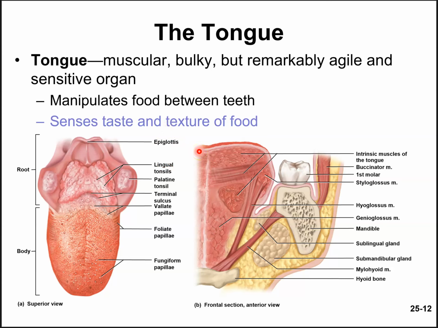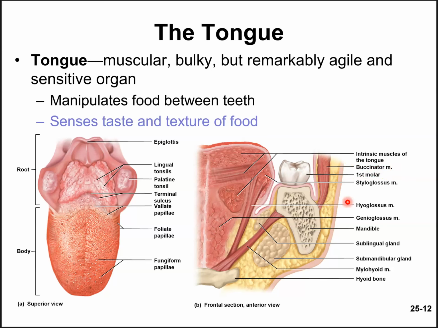Now, this is a frontal section of the anterior view. The hyoid bone is the bone that you see moving in the front when you gulp food. So this bone is not directly attached to any other bone. You see the submandibular gland over here, the sublingual gland, and you see the buccinator muscle that helps us chew. So if you look at the side of the face or the lateral view of the face, you can see the buccinator muscle.